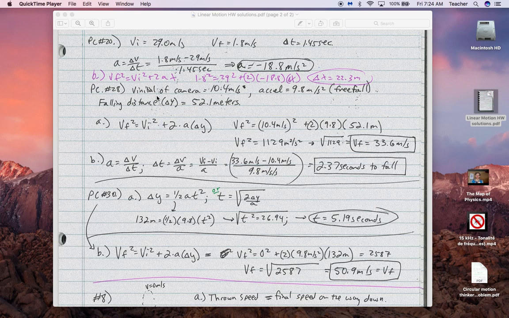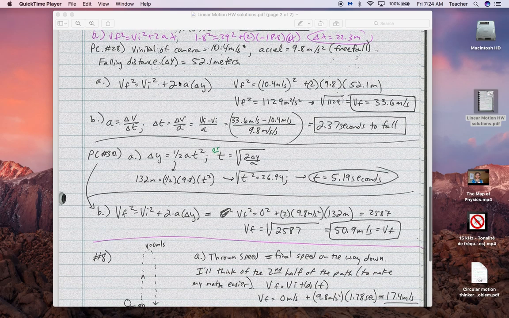PC 28. I think this is the hardest one visually, and I probably should have drawn a diagram here, because I did it when I was thinking about it. You've got the initial velocity of the camera, which is 10.4 meters per second. That's because it's falling at that rate before the person drops it. So then it's in free fall with that acceleration, and it falls this total distance.